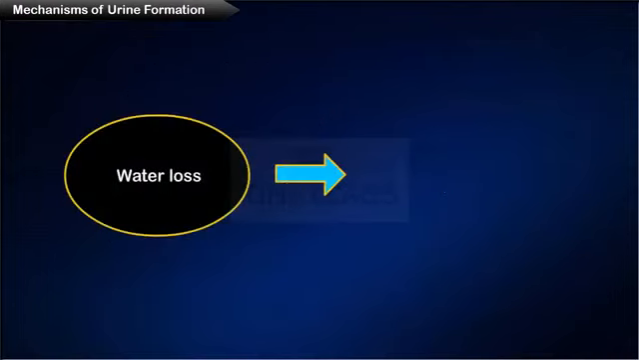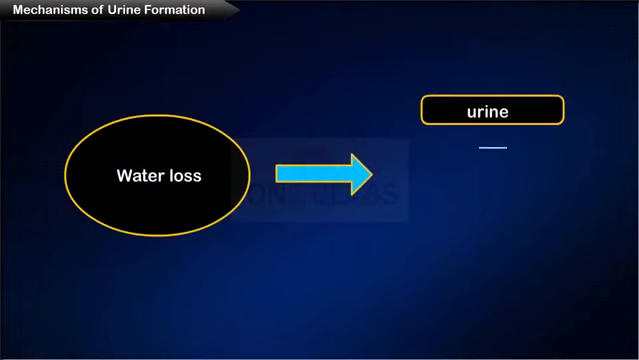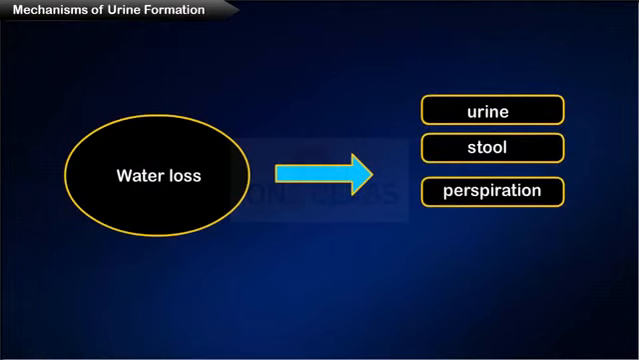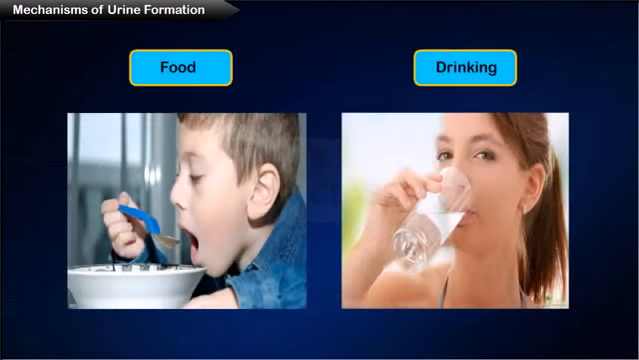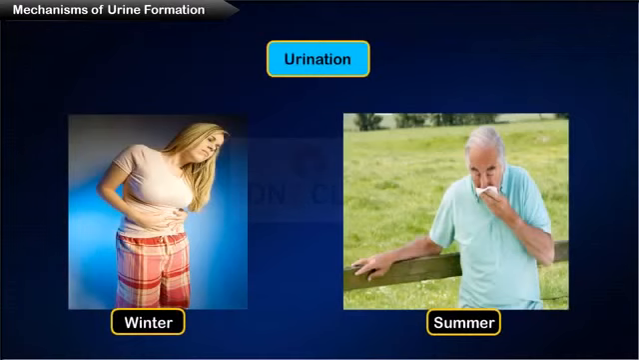The water is lost from the body by means of urine, stool, perspiration, and breath. To fulfill the water requirement in our body, we take water with the intake of food and by the process of drinking. You can notice that the frequency of urination is more in winter than summer.